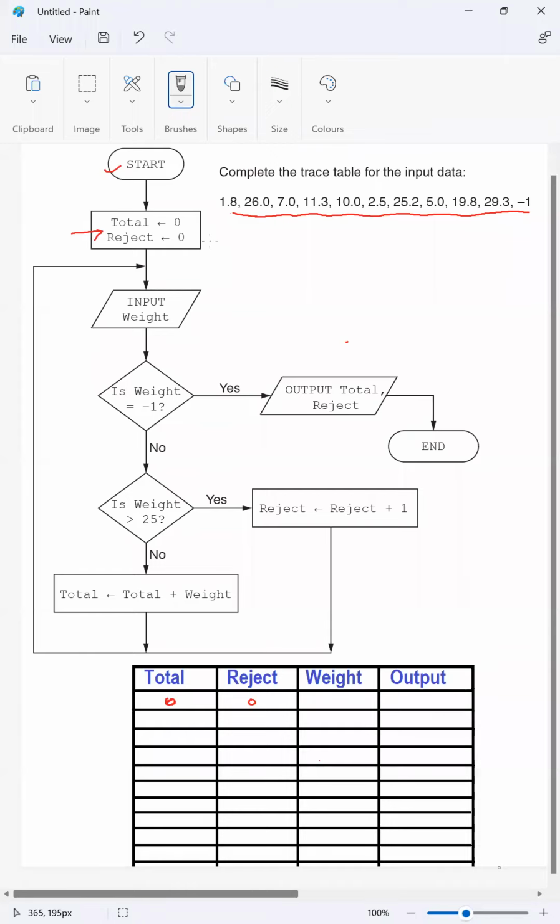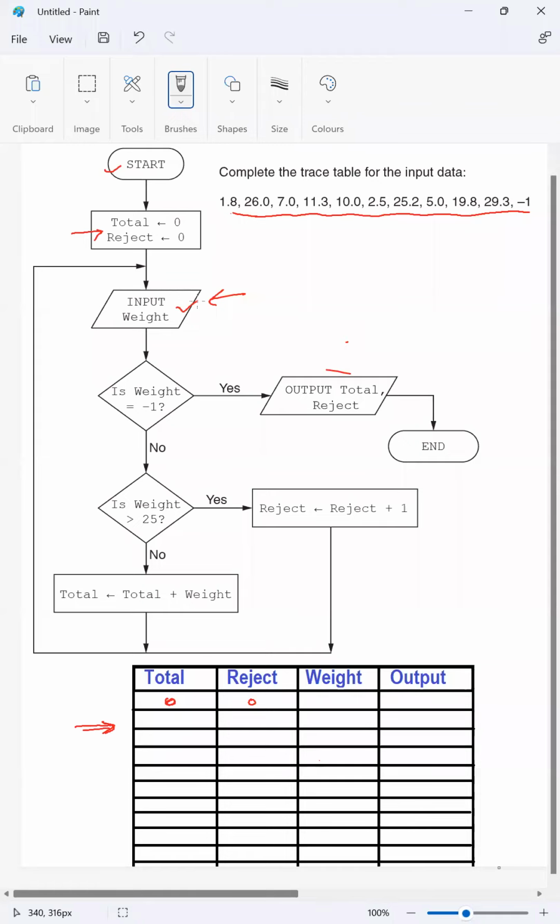After we've set total and reject to 0, we can see that there's a loop starting here. The best thing to do with loops is that as soon as you enter the loop, this being the first box inside the loop, you should move on to the next row in the trace table. So I'm not going to use this row. Rather, as soon as I enter the loop, I am going to move on to the next row.